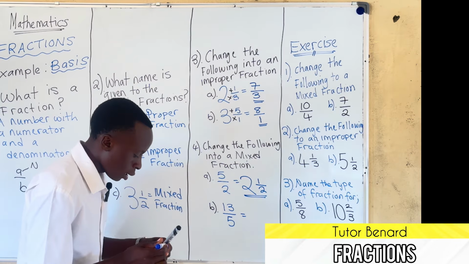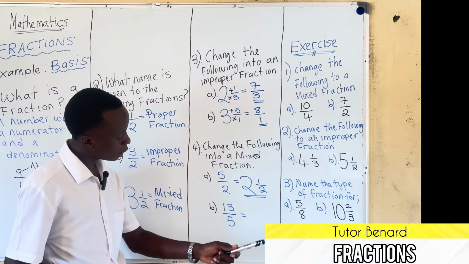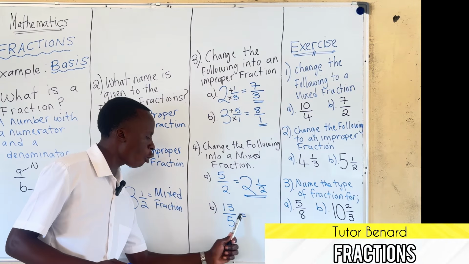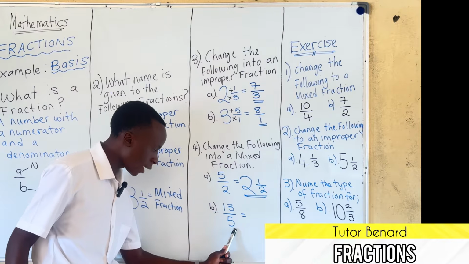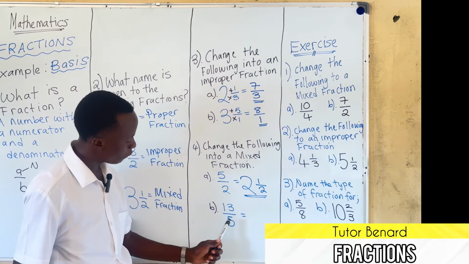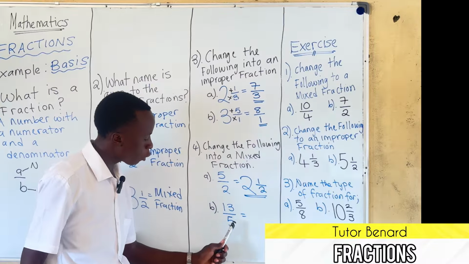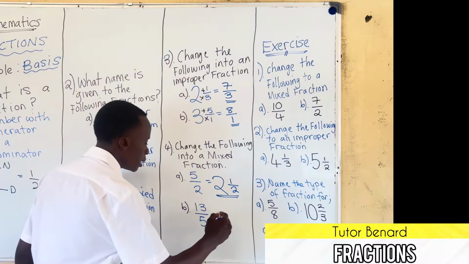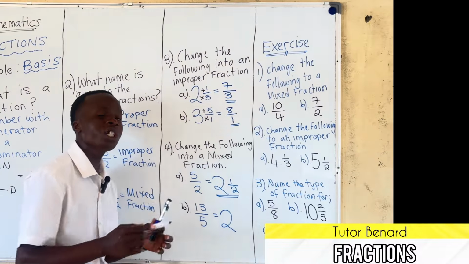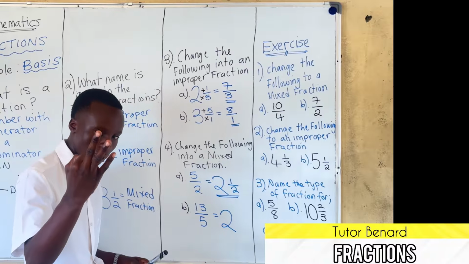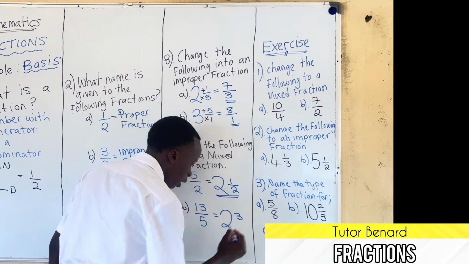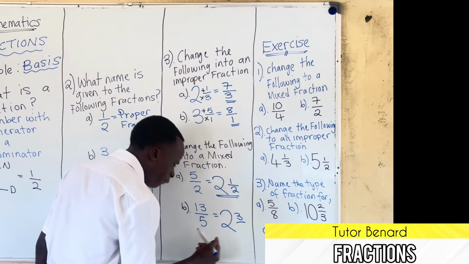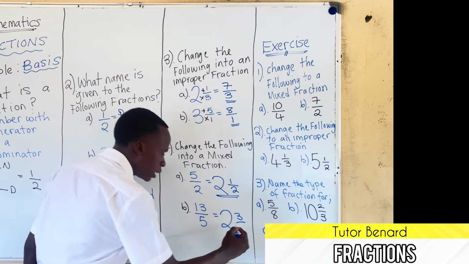Question B. We are still changing this into a mixed fraction. This is 13 over 5, meaning 13 divided by 5. How many times does 5 go into 13? 5 goes into 13 two times, which is 10, remainder 3. That remainder will be our numerator. So you say remainder 3 over the same denominator, which is 5.